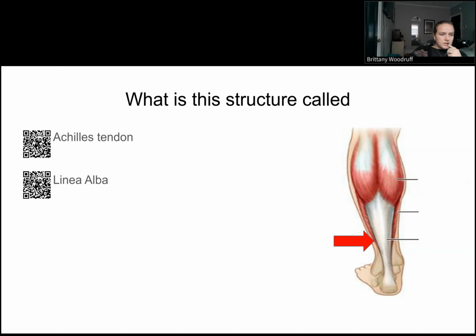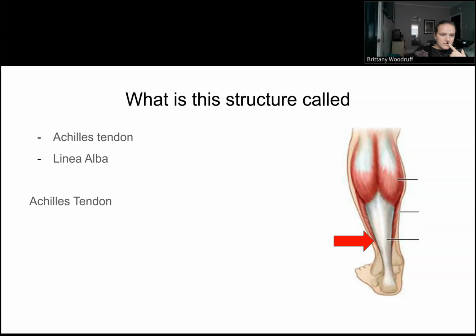So what structure is this called? This is the Achilles tendon. Okay. Your linea alba is going to be found in between your two rectus abdominis muscles. Okay. This is your Achilles tendon found in the base here.